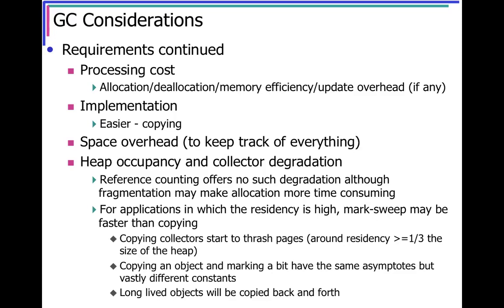Reference counting provides no degradation, although there's fragmentation, and that may cause allocation to get slower and slower over time. For applications where there's high residency in the heap, that is, the heap is full, mark sweep may be faster than copying because it has more heap to work with. Over time, copying collectors can thrash the paging of the operating system because we're only using a portion of the heap and we're copying objects back and forth. Copying objects can be very expensive, and if you have long-lived objects, you're repeatedly copying them.